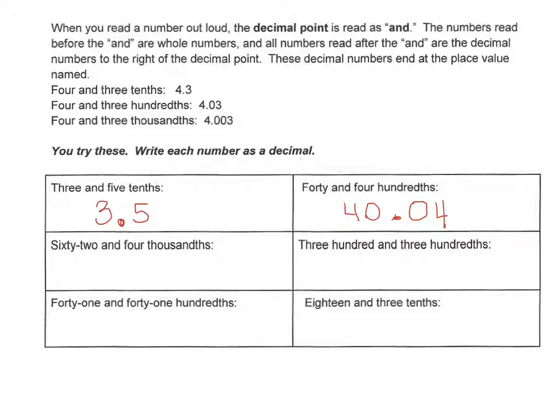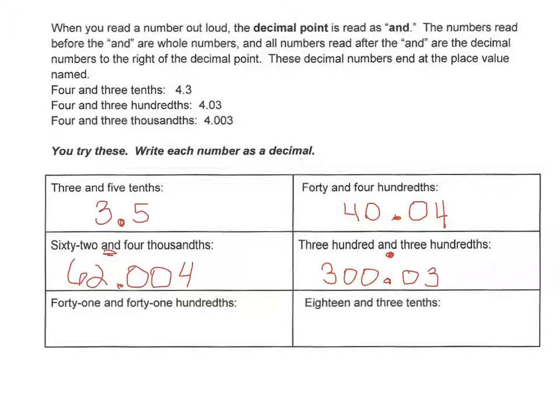62 and is your decimal point, 4 thousandths. So you have 62 decimal 4 thousandths. This is your tenths, hundredths, thousandths. We have 300 and is your decimal point. So you have 300 and some hundredths. So tenths, hundredths.